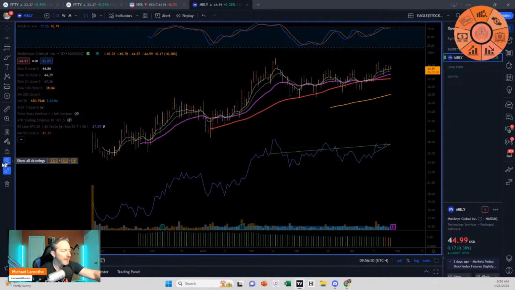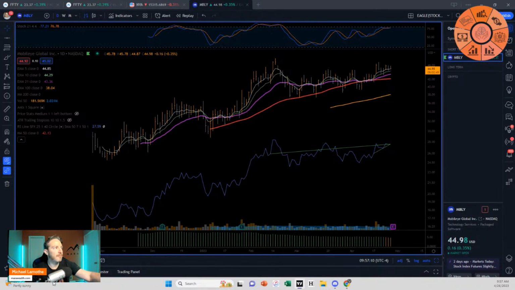Your opinion about divergences? Divergences lead to a lot of chop. Divergences lead to chop in markets. Divergences lead to chop in individual trades. For markets, we've seen some divergences here.